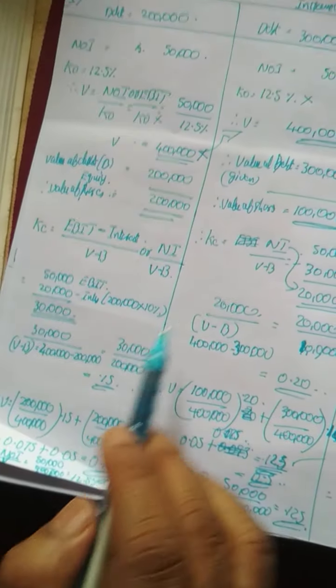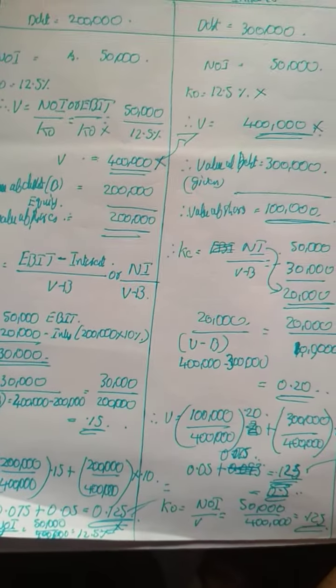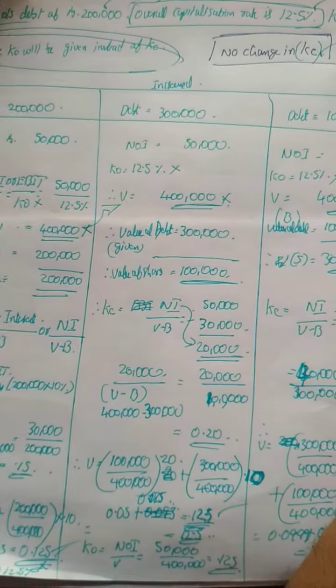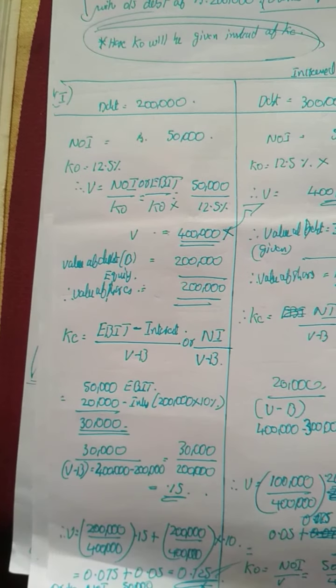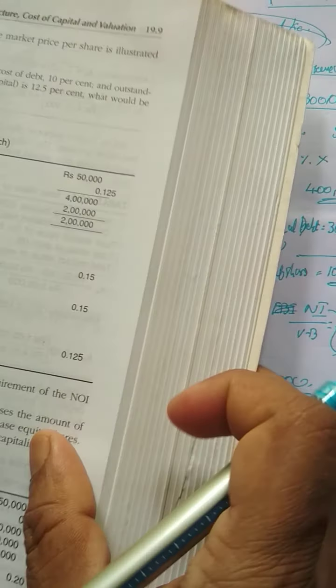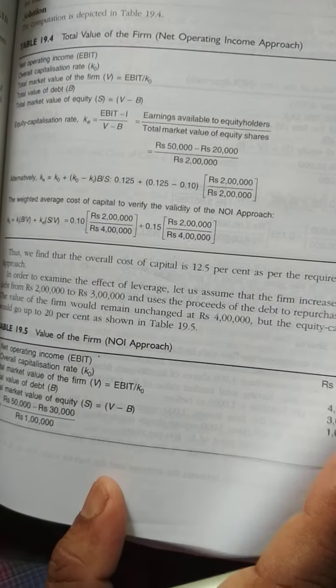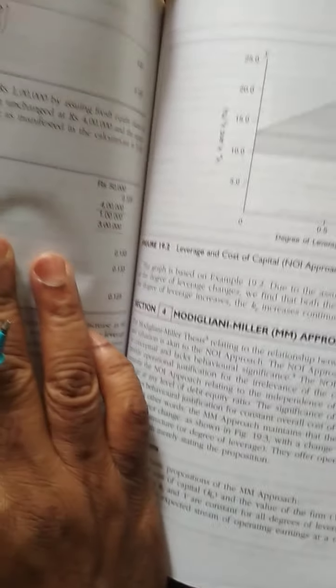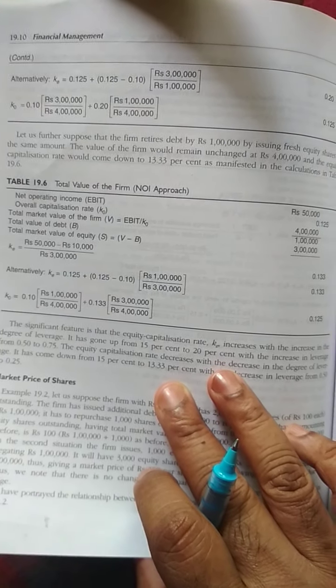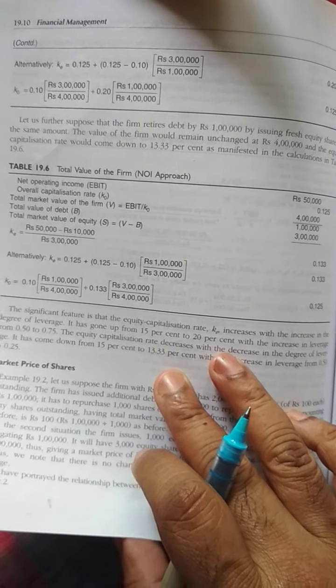In the same way I am doing this problem, but there is a slight difference because instead of KE under the net income approach, here KO, the overall capitalization rate, is given. So I am doing this problem with three cases. This problem is there in the textbook, which I will scan and send to you. They had also done the same problem, increasing the leverage and finding out its effect on the value of the company and KO under the net operating income approach.